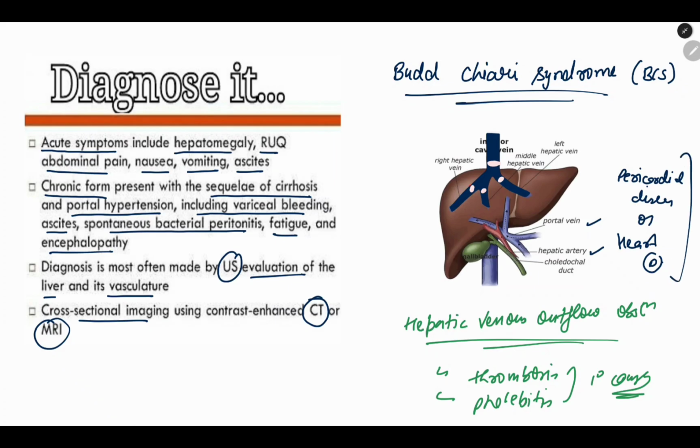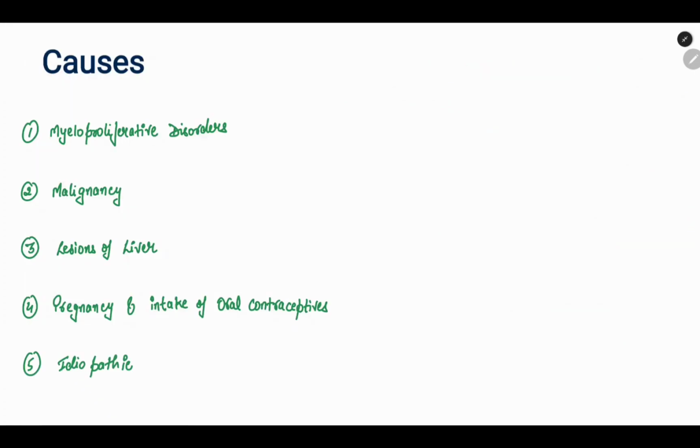So this was the basic introduction to Budd-Chiari syndrome. Now let's talk about the causes which lead to the development of Budd-Chiari syndrome. The first one is myeloproliferative disorders. These involve cancer of the blood, which basically occurs due to a defect in the bone marrow.